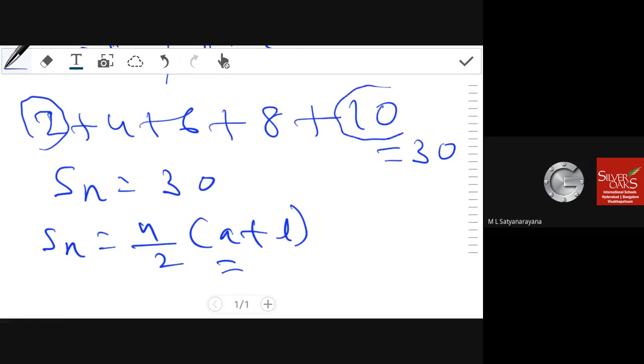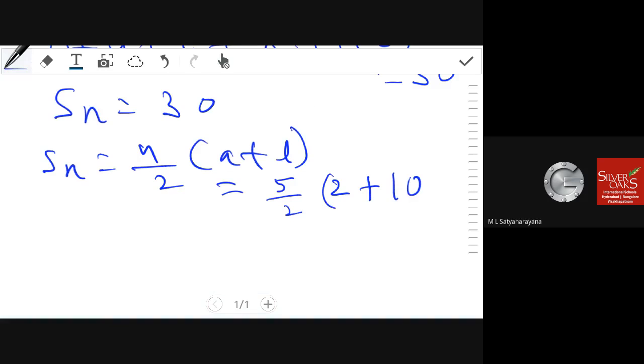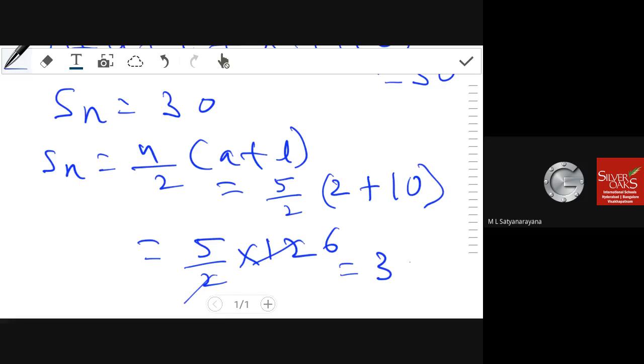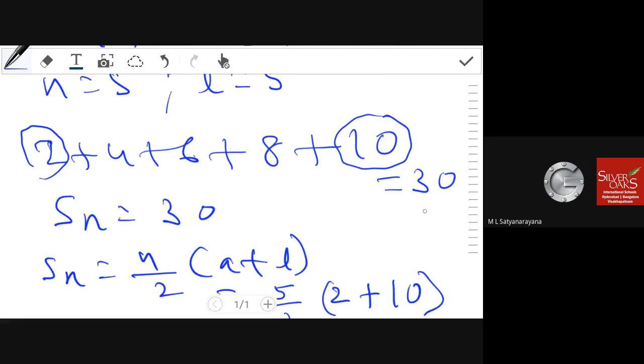What is the first term? How many terms are there? We have that also: 1, 2, 3, 4, 5. n is 5 here. So 5 by 2 into what is the first term? It is 2. And what is the last term? It is 10. So the value will be 5 by 2 into 2 plus 10 is 12, and 2 goes 6 times, and 5 sixes are 30. That's your answer. So it's very simple.